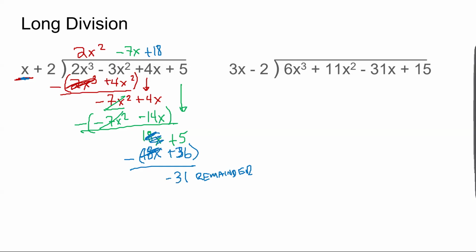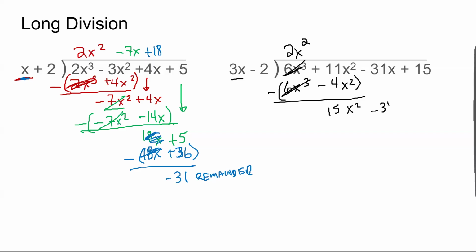All right, here's one more of these. And then I've got one more trick for you, kind of an alternative method. But if I take 3x and multiply it by 2x squared, then that would give me a 6x cubed, and 2x squared times the negative 2 would give me a negative 4x squared, and we are subtracting. 6x cubed minus 6x cubed would cancel those, and 11 minus a negative 4 would be 15. Minus negative is really plus right there. I drop the next term.